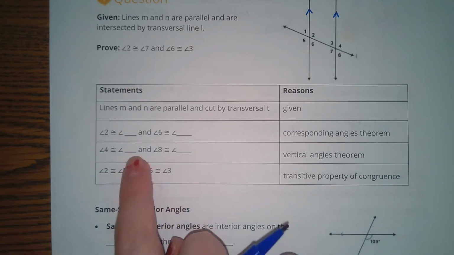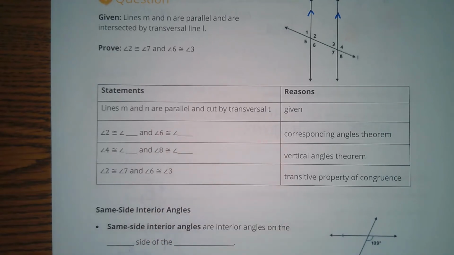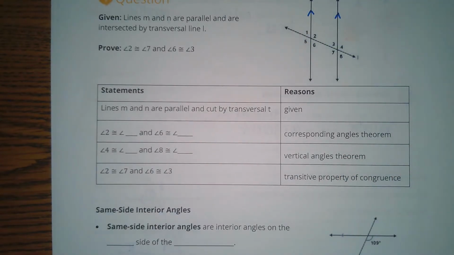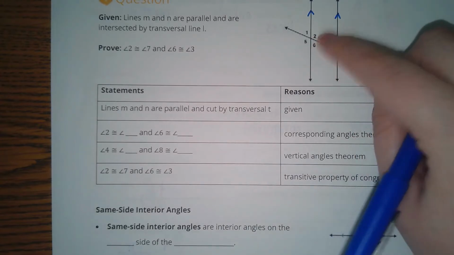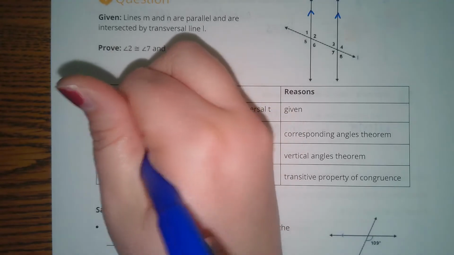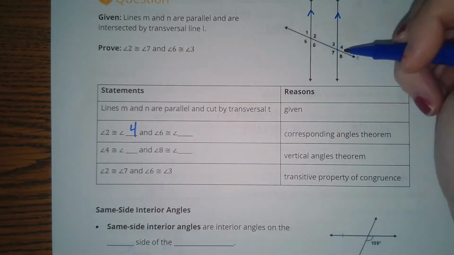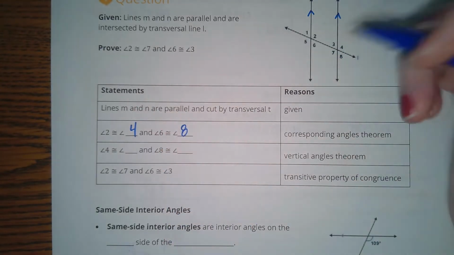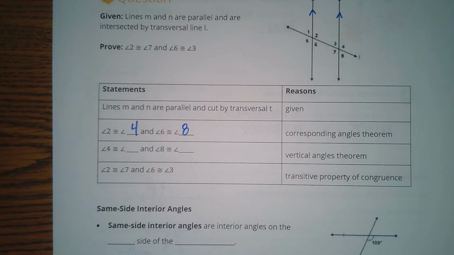So again, I'm going to start with what I'm given, that they're parallel and cut by a transversal T. That's given. Now my corresponding angles theorem is anytime it matches, like the same top left to top left, bottom right to bottom right. And so 2 is going to be congruent to 4 because of my corresponding angles theorem, because they are both in my top right. And 6 is going to have to be congruent to 8 because they are both in my bottom right. And that's because of my corresponding angles theorem.